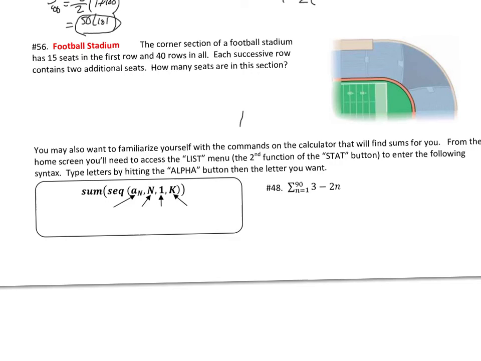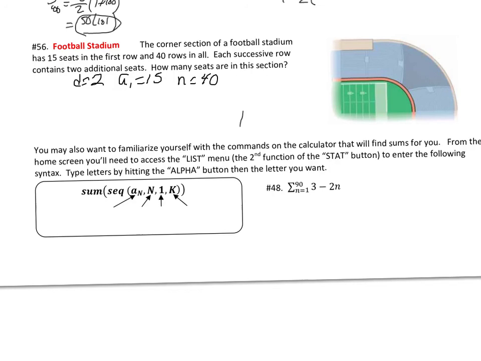Okay, so the corner section of a football stadium has 15 seats in the first row and 40 rows in all. Each successive row contains 2 additional seats. So how many total seats are in this section? Now we've got to write down what we know. We know that d equals 2. What else do we know? a sub 1 is 15. And what is n? n is 40. d is 2, n is 40. There's 40 rows.